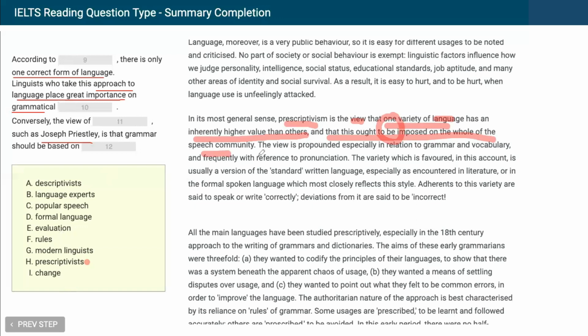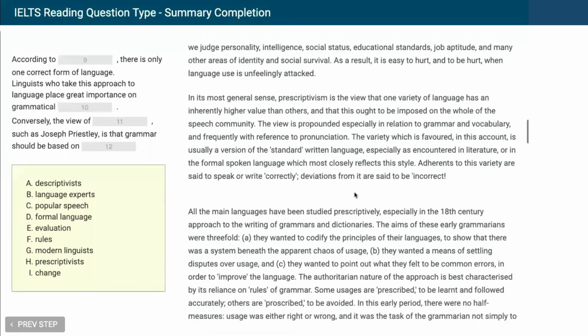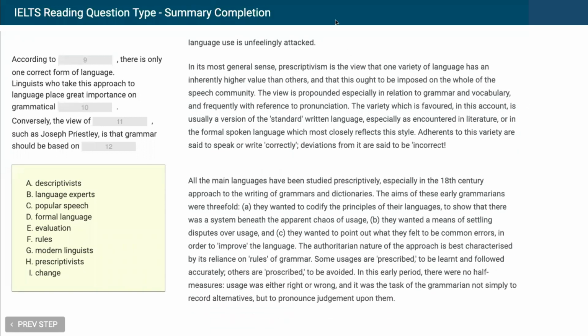So by reading this, it is true that prescriptivists believe there is only one correct form of language. All right, great. So the 9 would be H, prescriptivists. Okay, so let's clear out. And we looked at grammar exactly in the next paragraph. So I'll just go ahead and underline that word that we found together.